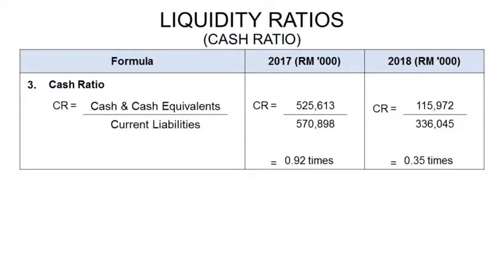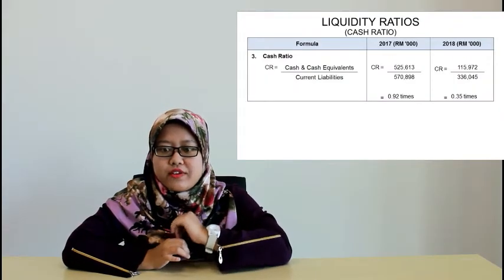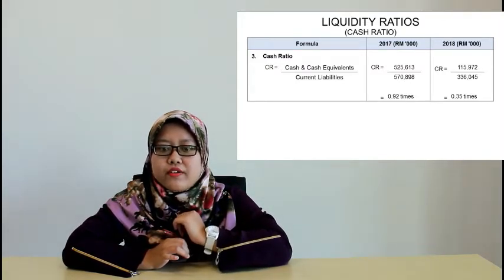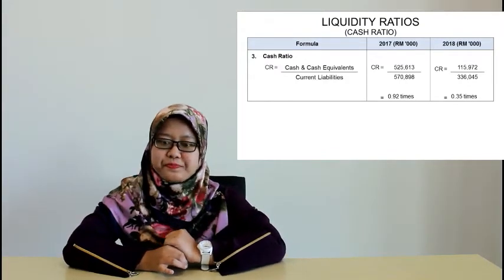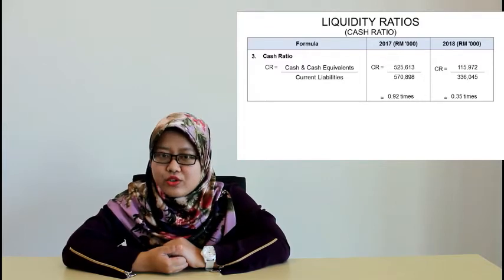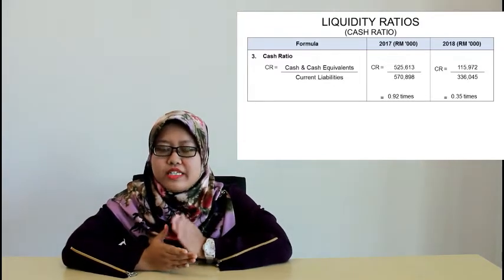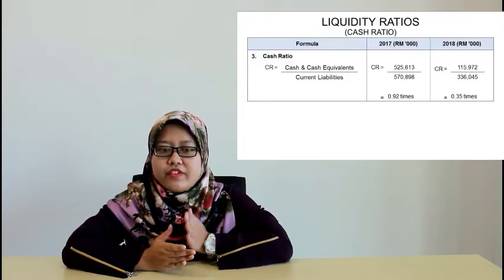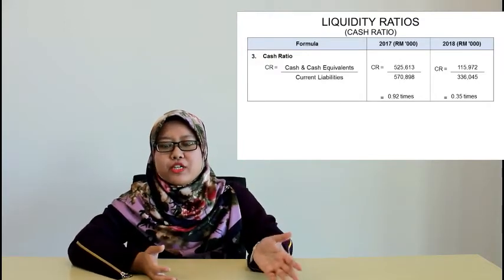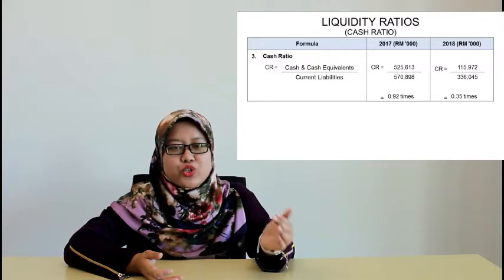Based on the table given, the cash ratio for MAHB in year 2018 is lower than year 2017, whereby the cash ratio for MAHB in year 2018 is 0.35 times as compared to year 2017 by 0.92 times. It shows that MAHB does not have enough cash to pay its current liabilities in year 2018 compared to year 2017, where MAHB had enough cash to pay its current liabilities. So from this comparison, we can suggest that MAHB should set aside some cash in hand so they can pay its current liabilities at the exact time.